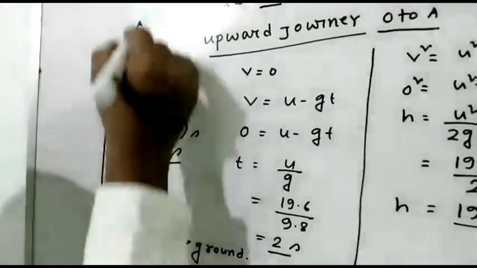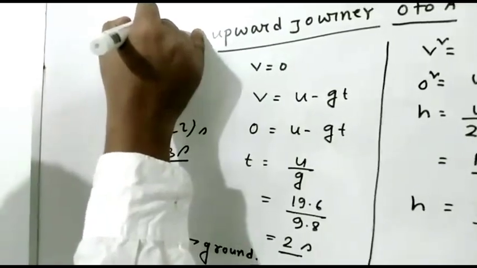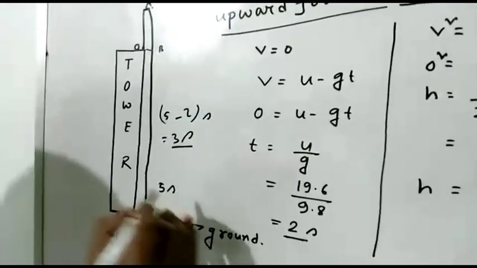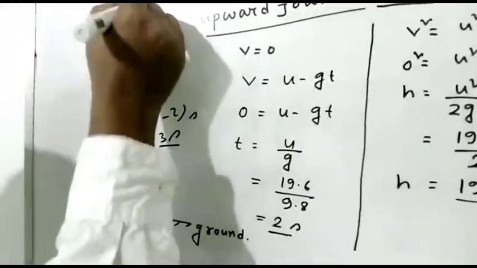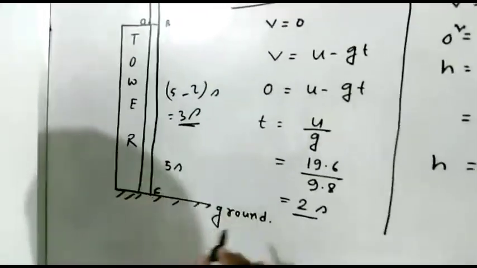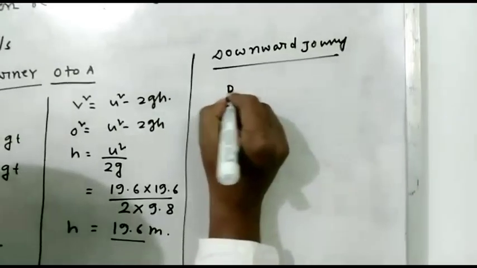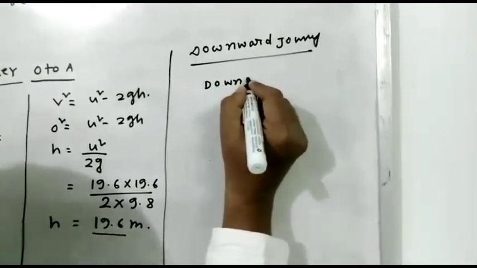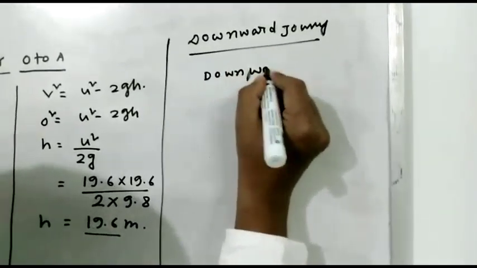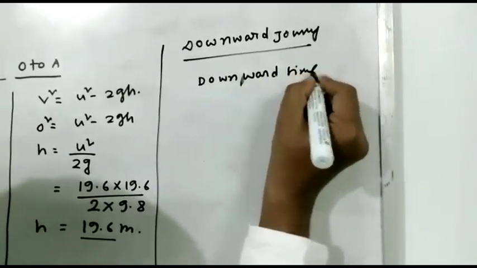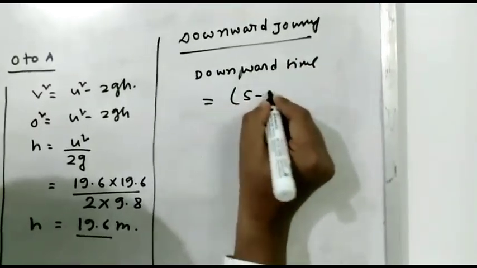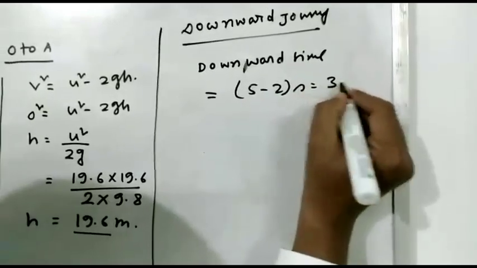This is the time for A to C, the time taken for the particle to move from point A to point C. So now students, what will the downward time journey be? (5 minus 2) 3 seconds.